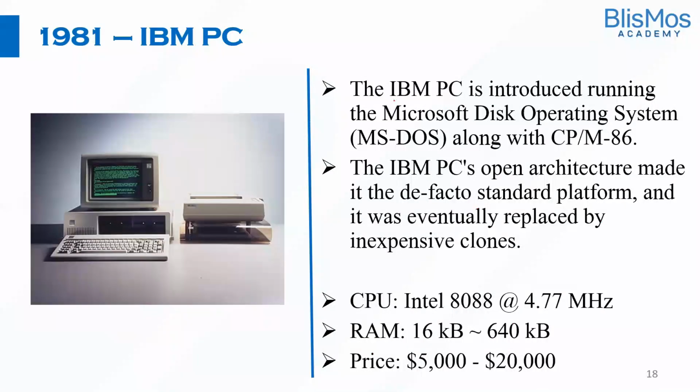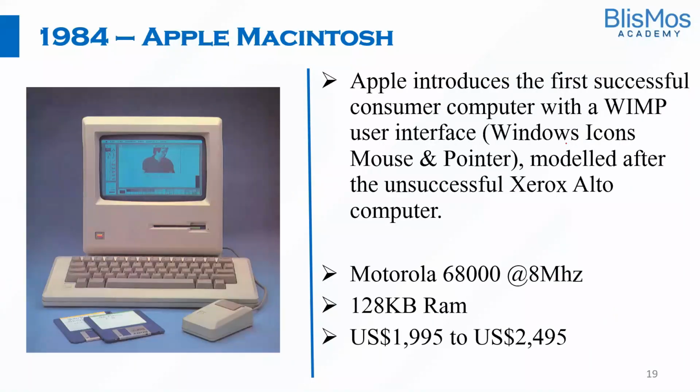And somewhere in 1981, the IBM PC was introduced with the Microsoft Disk Operating System, which was built by Bill Gates. Even though they built it, it was very, very expensive. For only 16 KB of RAM, they had to shell out $5,000 to $20,000 in those days. It was too expensive. That is when Steve Jobs introduced the first successful consumer computer with a windows, icons, and mouse pointer interface. It was one of the first consumer computers with 128 KB RAM, which was reasonably affordable by the common man.